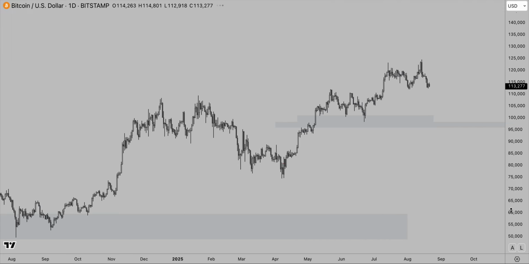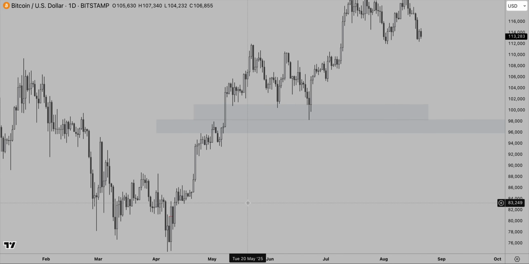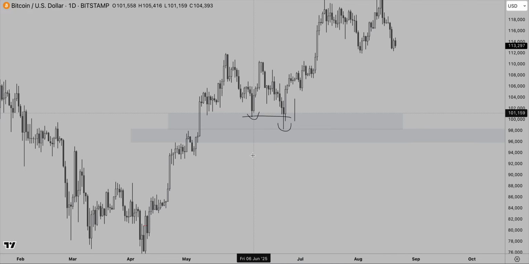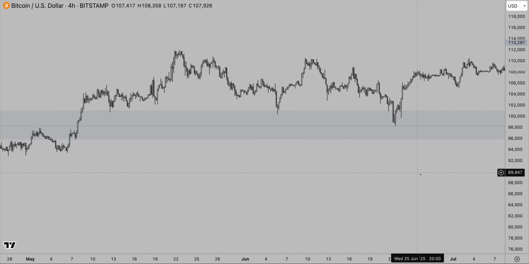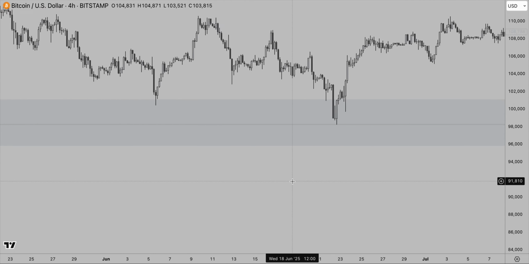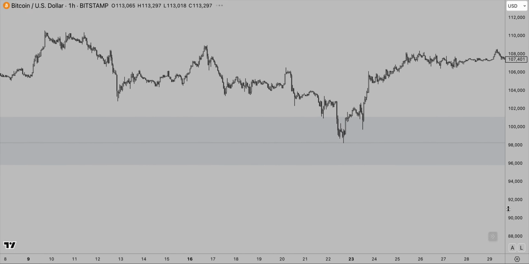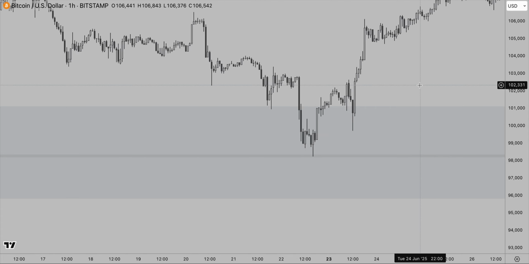On the daily time frame, this is exactly what you want to see. So we had these lows down here, a liquidation of those lows. So this is a good sign for us to then look for a move to the upside. Let's go into the 4-hour and the 1-hour to see if we can find an entry. Let's see if we can see anything on the 1-hour. So this was actually a really good entry as well.